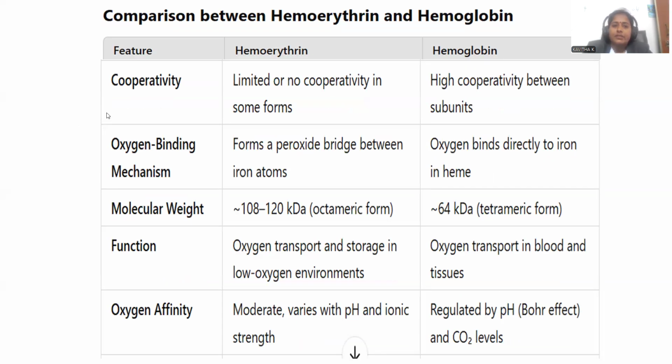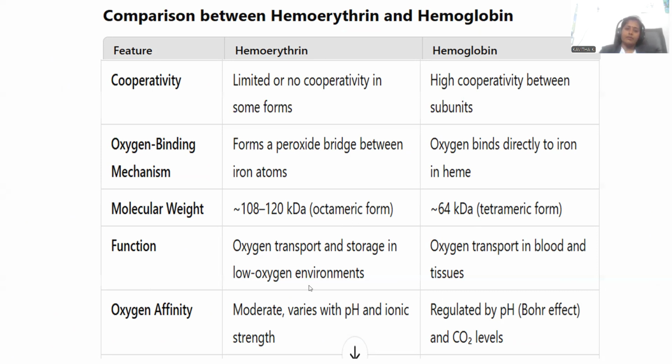Cooperativity: a cooperative kind of linkage is there in hemerythrin, and high cooperative linkage you can notice in hemoglobin. Oxygen binding mechanism: a peroxo bond formation to the iron is possible in hemerythrin, whereas hemoglobin is able to generate a direct bond between the oxygen and the iron in the heme. This is the way hemoglobin and hemerythrin are distinctive in nature. Molecular weight of hemerythrin is 108 to 120 kilodaltons in the octameric form, whereas 64 kilodaltons for hemoglobin, being tetrameric in nature. That's the reason why somewhat lower weight you can observe.